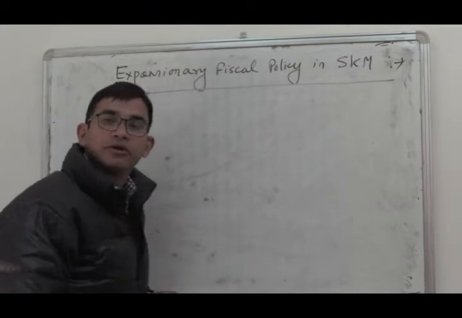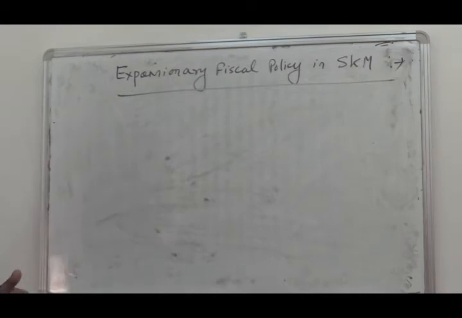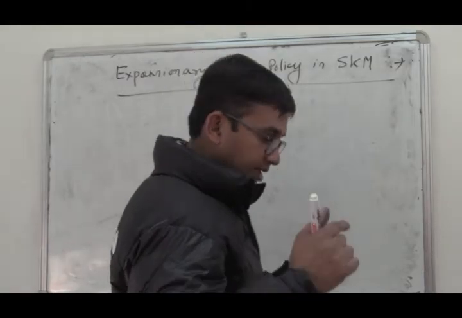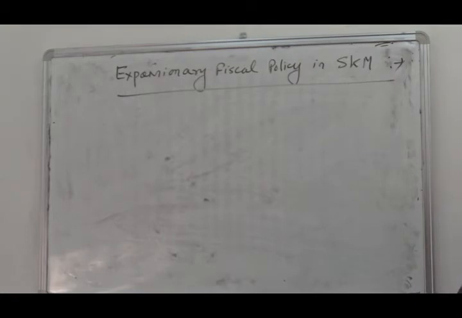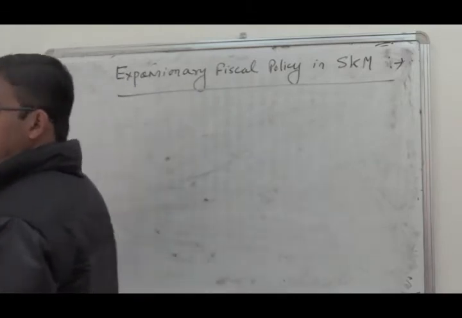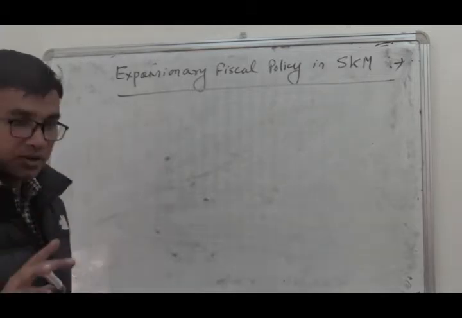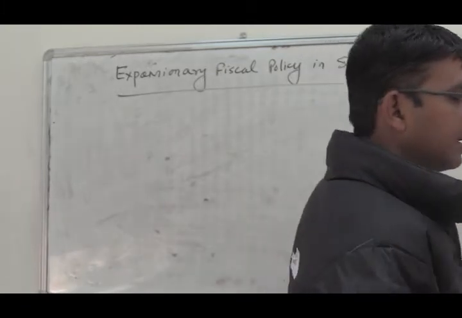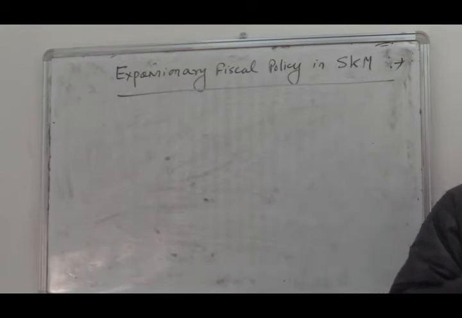In this part, first we will discuss the need for expansionary fiscal policy, and then we will discuss how these policies can be implemented. Here we will also have some multiplier effects, and in this case there will be three types of multipliers. Number one is the government expenditure multiplier. Number two, the tax multiplier. And number three, the balanced budget multiplier.